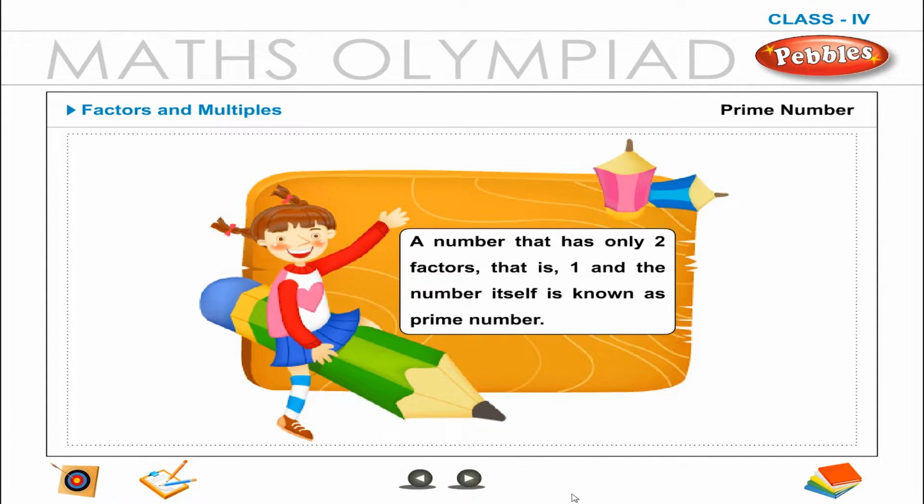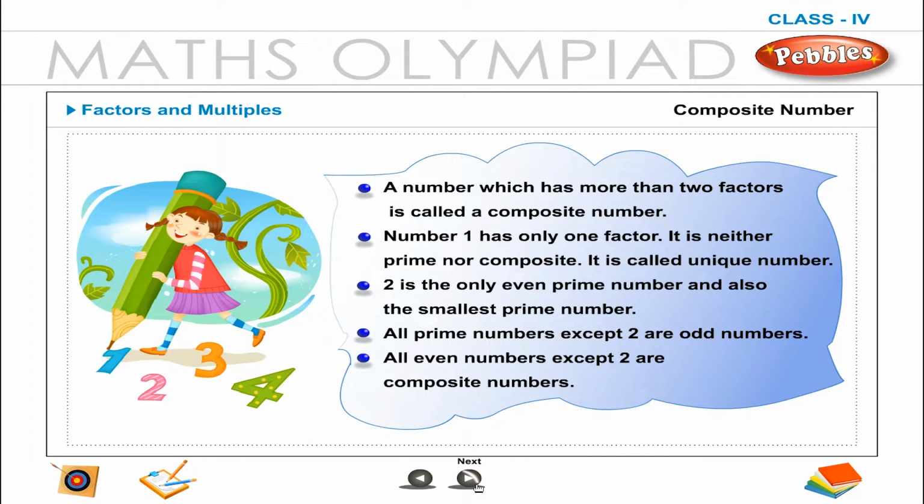Prime number. A number that has only two factors, that is, 1 and the number itself, is known as prime number. Composite number. A number which has more than two factors is called a composite number. Number 1 has only one factor. It is neither prime nor composite.